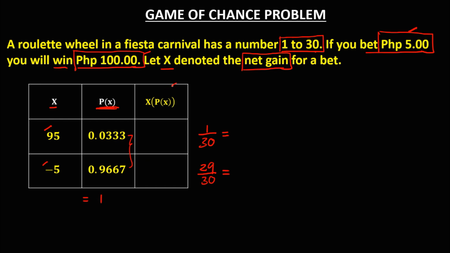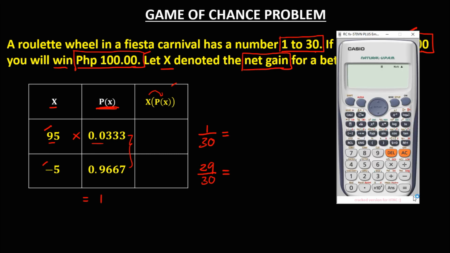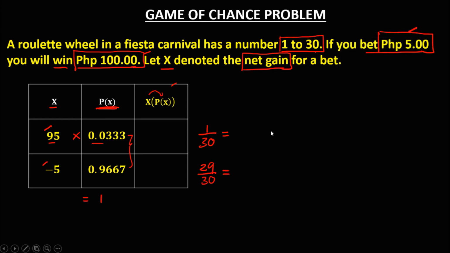Then for this column, just multiply this x and the probability of x. So multiply these two numbers, so we have 95 times 0.0333 equals 3.1635.